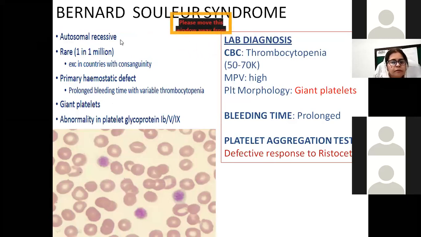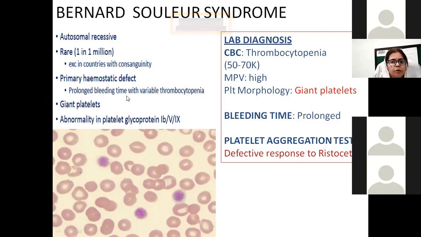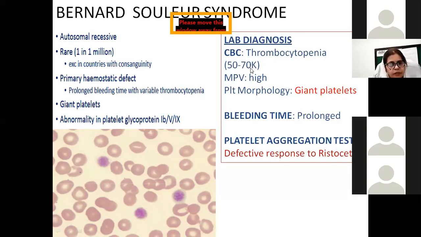It is autosomal recessive, just like Glanzmann's thrombasthenia, and very rare, except in our part of the country where first cousin marriages are common. The major defect is again a primary hemostatic defect because it is related to platelets. Prolonged bleeding time with variable thrombocytopenia. This is the condition where the platelet count could be low normal, but not so low as to cause bleeding. Usually the platelet count ranges between 50,000 to 70,000.